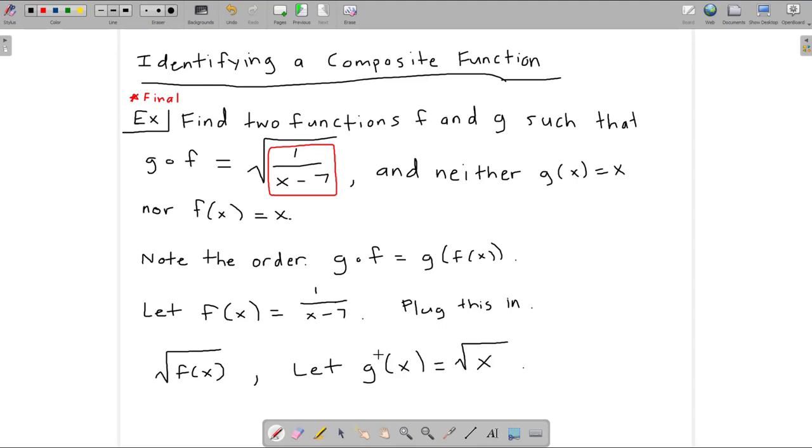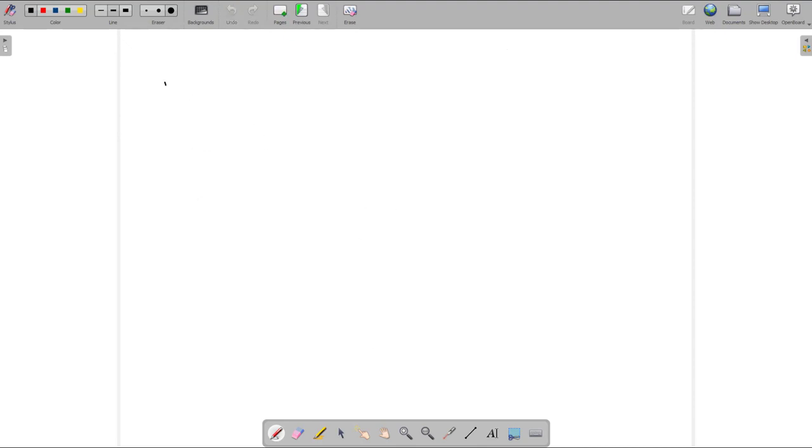So let's compose these and make sure that I get the correct thing. So I said that my f of x was 1 over x minus 7, and my g of x was square root of x.